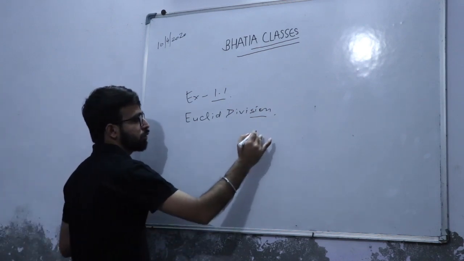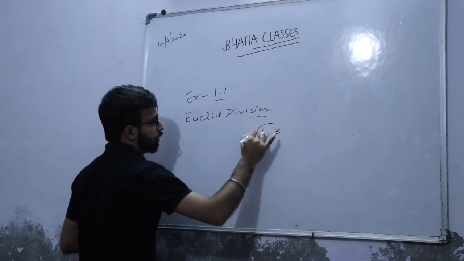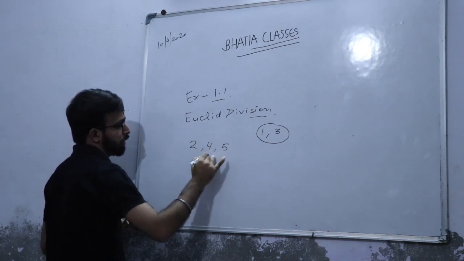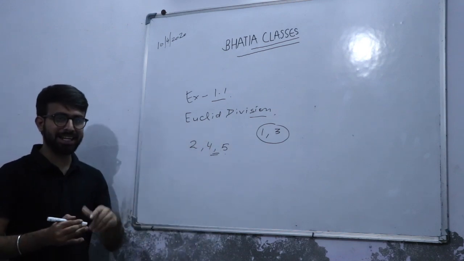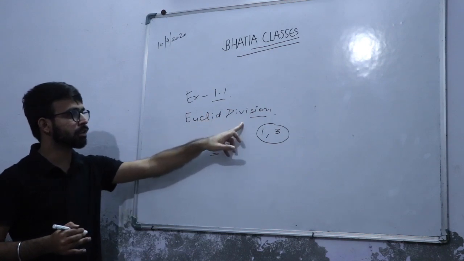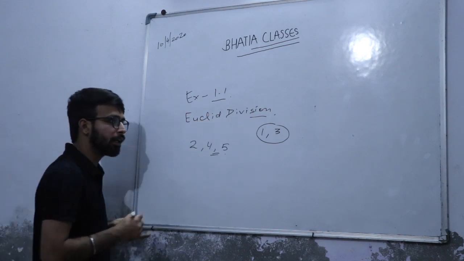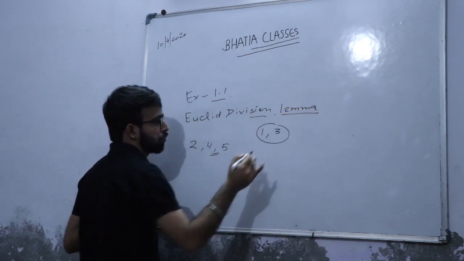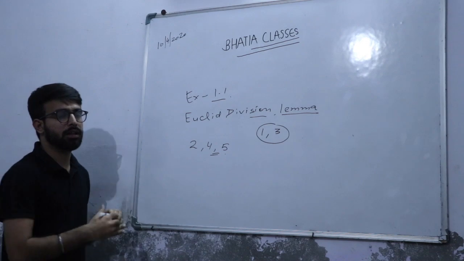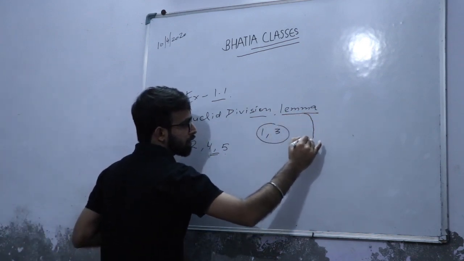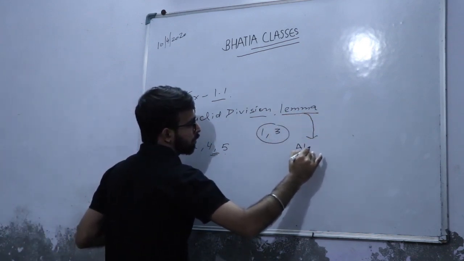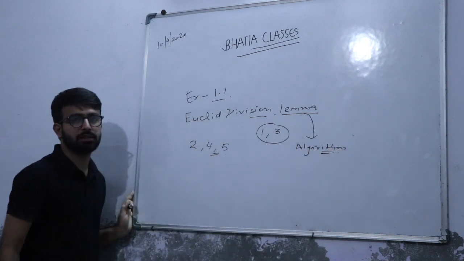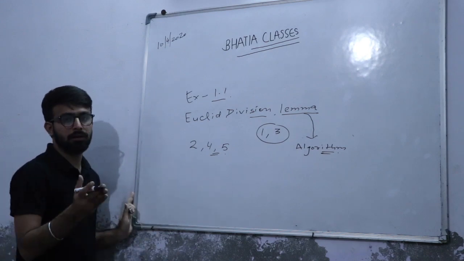I have explained you sum number 1 and 3. There are 3 remaining: 2, 4, 5. These 3 sums are based upon Euclid division lemma. Hope you know that what is lemma. Lemma is just like theorem but based on algorithm. Here are some steps you have to follow in these sums. I will explain you.